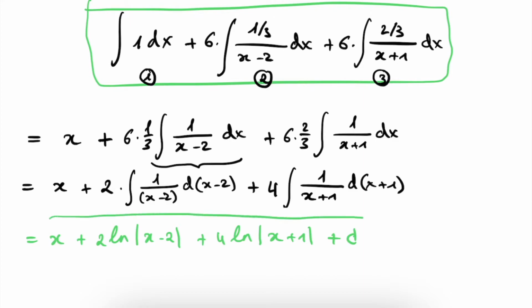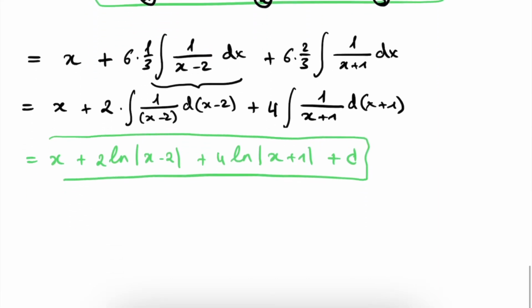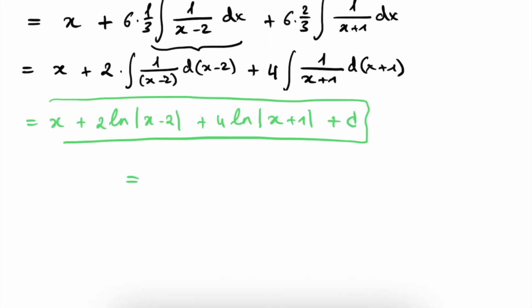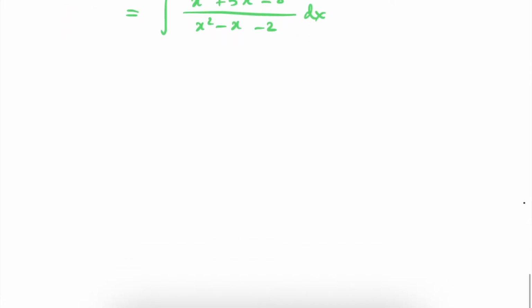And this is our final solution for the integral that we had, which was the integral of x squared plus 5 times x minus 8 divided by x squared minus x minus 2 dx. And again, we got this solution by going through a fixed number of steps where we try to rewrite our initial fraction in more comprehensible ways. Let's go to the next exercise and have some more practice.